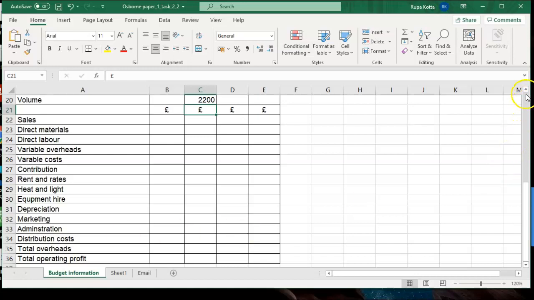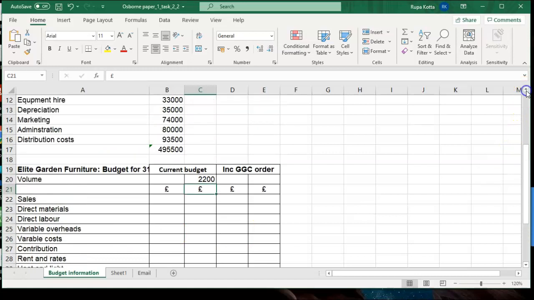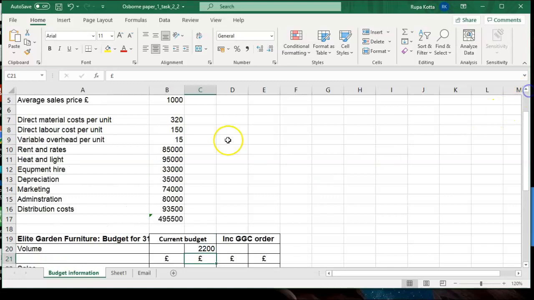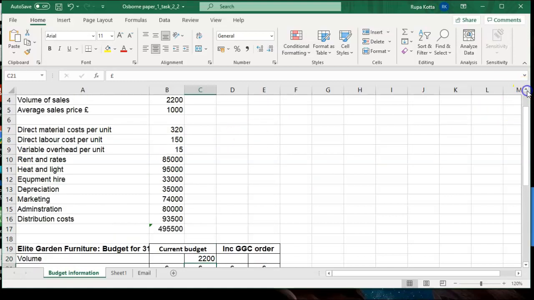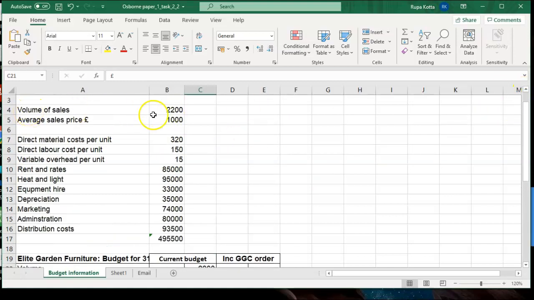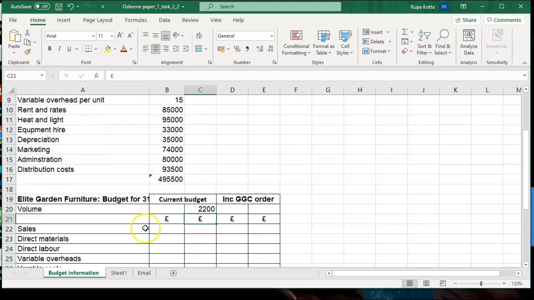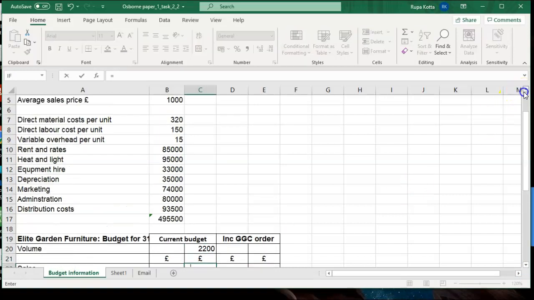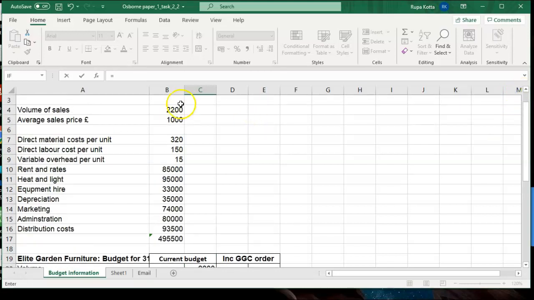Okay, so let's continue. The number of units sold is 2200. You can see it over here, and you can see it at the top of the question also, number of units sold 2200. First we need to calculate the sales. The selling price is 1000, as you can see in the information. Don't put any information manually. So sales revenue will be units sold multiplied by the selling price.